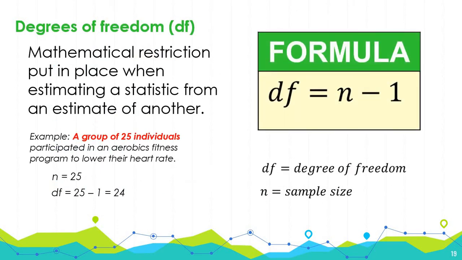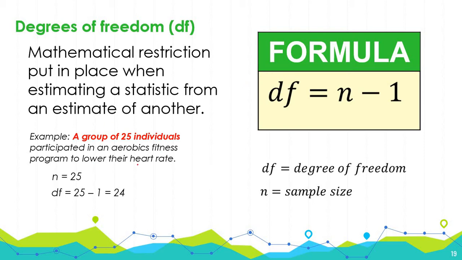So let's discuss some other things you need to know about t-test. And one of this would be degrees of freedom or DF. For the formula, this is computed using n-1. So this pertains to DF or degrees of freedom. And what is that? It's a mathematical restriction put in place when estimating a statistic from an estimate of another.